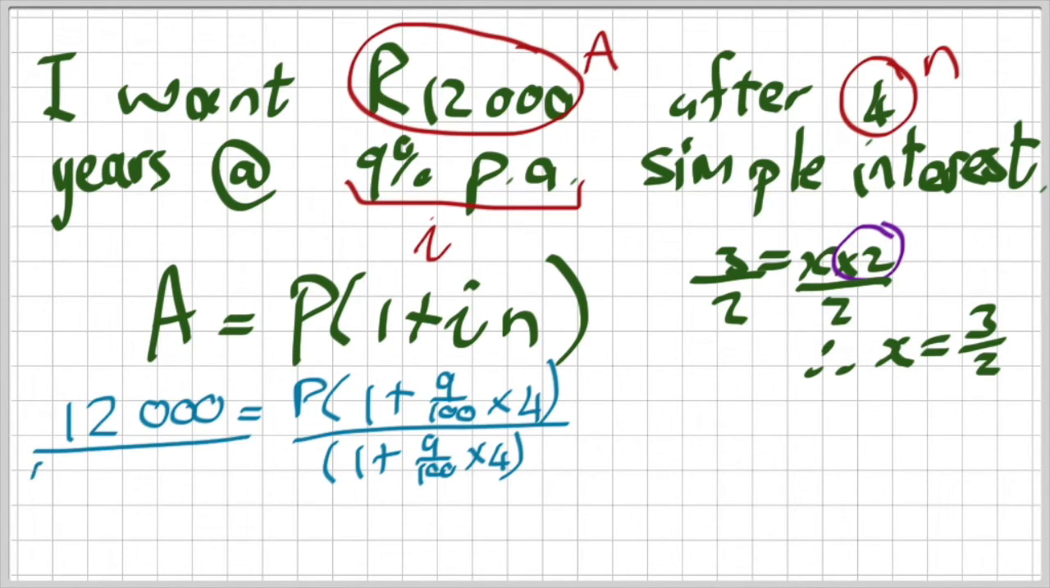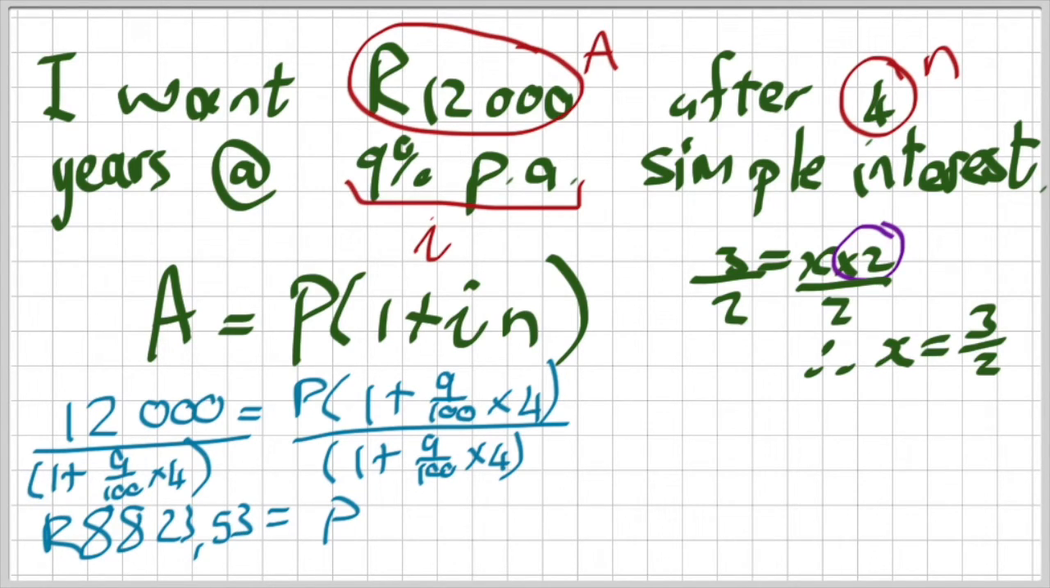Look, you've got a fancy calculator, so you might as well use it. But what I do to one side, I do to the other side. And this gives me P to be 8,823 Rand and 53 cents. So what does this mean? It means for me to get 12,000 Rand after 4 years at 9% per annum simple interest, I've got to invest 8,823 Rand and 53 cents. Simple and as easy as that.